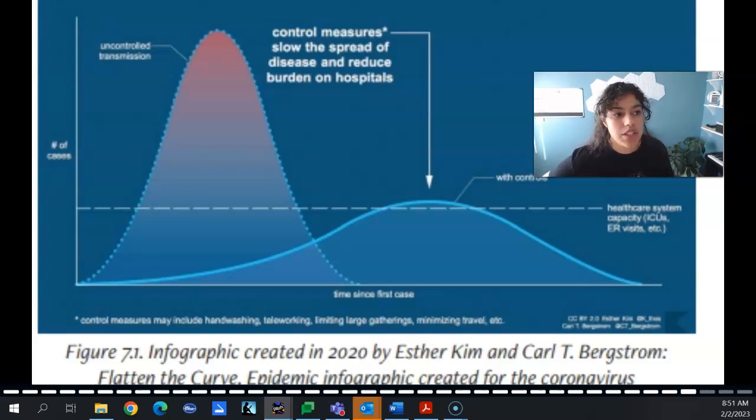So whenever possible, try to represent data in a more visual form, because it's just so much faster and easier for people to understand and gives them something to really remember.